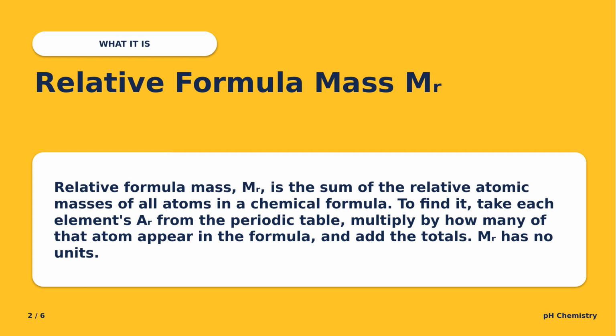Relative formula mass, Mr, is the sum of the relative atomic masses of all atoms in a chemical formula. To find it, take each element's relative atomic mass from the periodic table, multiply by how many of that atom appear in the formula, and add the totals. Mr has no units.